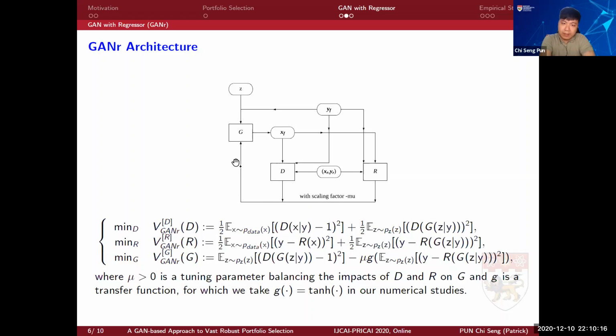So both of them will feed back to the generator, and the generator will generate fake data, and it will keep looping. So here the mu is to balance the trade-off, balance the feedback from D and R, and since their feedback have different scales, we need to introduce a transfer function g, and here we use the hyperbolic tangent function to balance them. So this is our g, and we found this algorithm works very well.